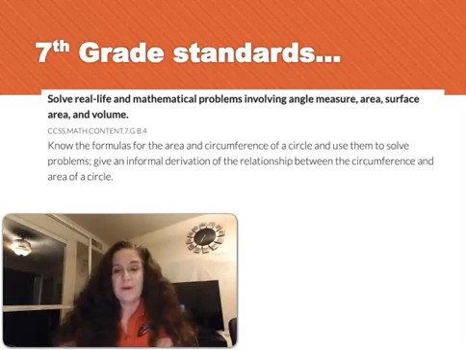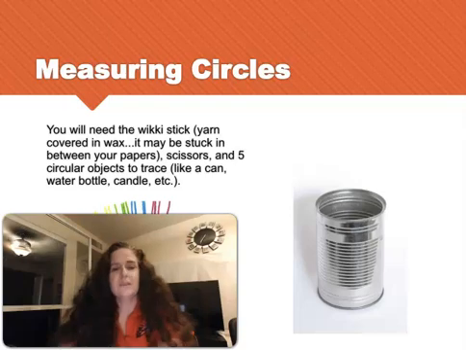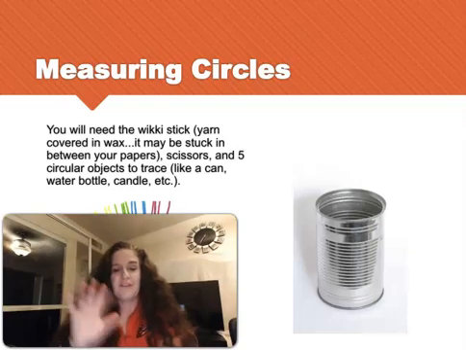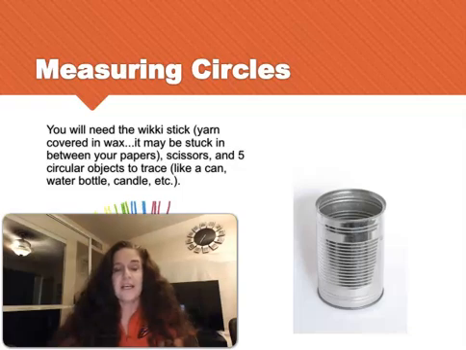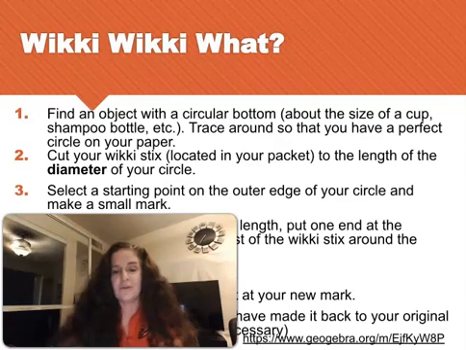And if you come to class, we're going to do a great activity where we're measuring circles, and we're going to use something called wiki sticks. It's basically yarn covered in wax. You may have seen them at restaurants. They used to give them out to kids a while ago. So we're going to find 5 circular objects. If you come to class, we'll use objects that we have in class. And here are your directions on how to measure those items.